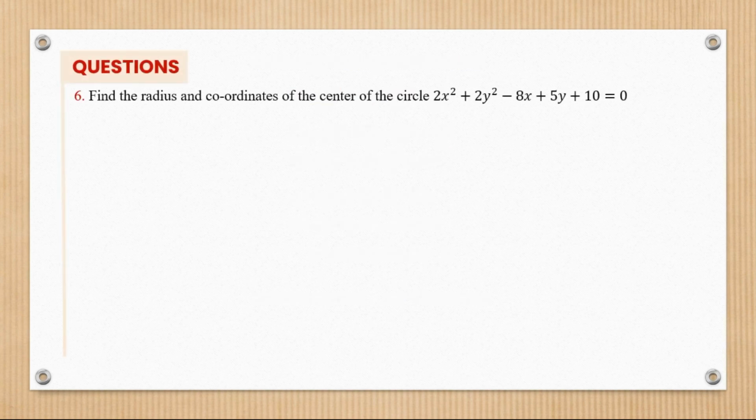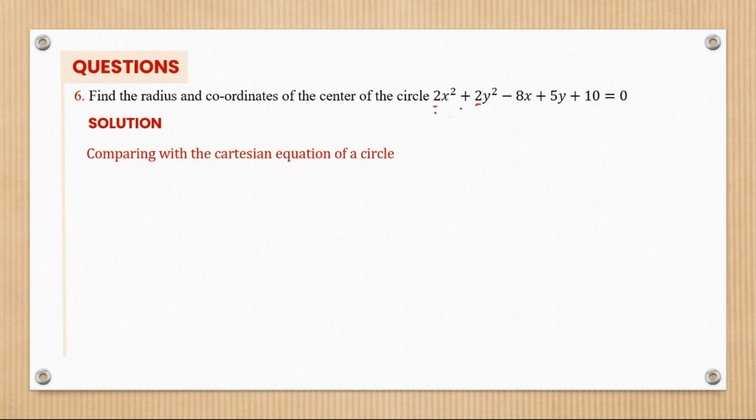Question 6. Find the radius and coordinates of the center of the circle. 2x squared plus 2y squared minus 8x plus 5y plus 10 is equal to 0. So now I can easily compare this with the Cartesian equation of a circle to find the radius and the coordinates of the circle. But as I can see, I have 2 here and I have a 2 here.